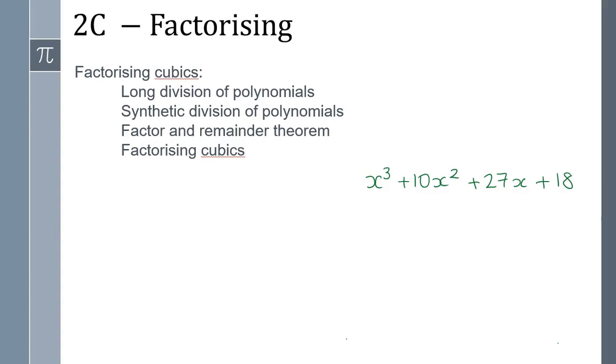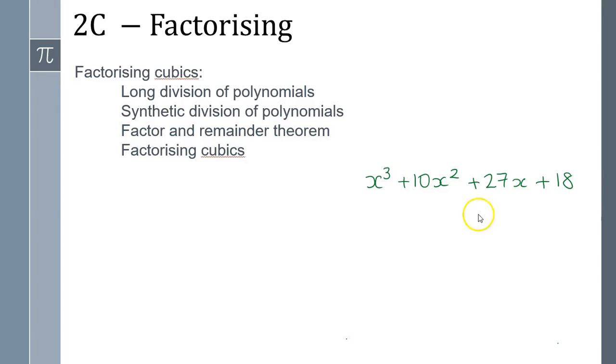This is 2C, factorising cubics. Okay, so I'm just going to give you a little overview to start off with so you can see where we're heading. Factorising cubics, same as factorising quadratics, is probably the most, not difficult, but the most intense part of cubics. So same as we had lots of methods for factorising quadratics, we are also going to have lots of methods for factorising cubics. But this is where we're going.